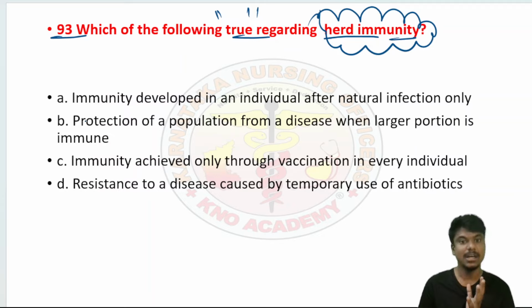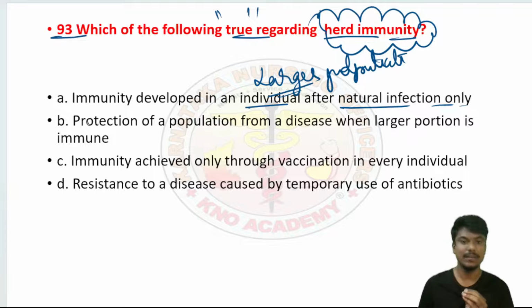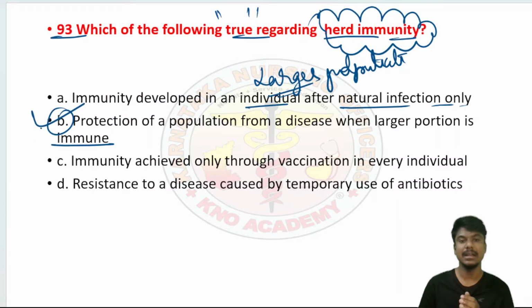Option A: immunity developed in an individual after natural infection only. No, it is not the right answer because, as I told you, it should cover a larger population. This option is talking about individual immunity. Option B: protection of the population from the disease when a larger portion is immune. I told you in the last MCQ, if a larger population is immune to a particular disease, we call that herd immunity. So option B is the right answer.